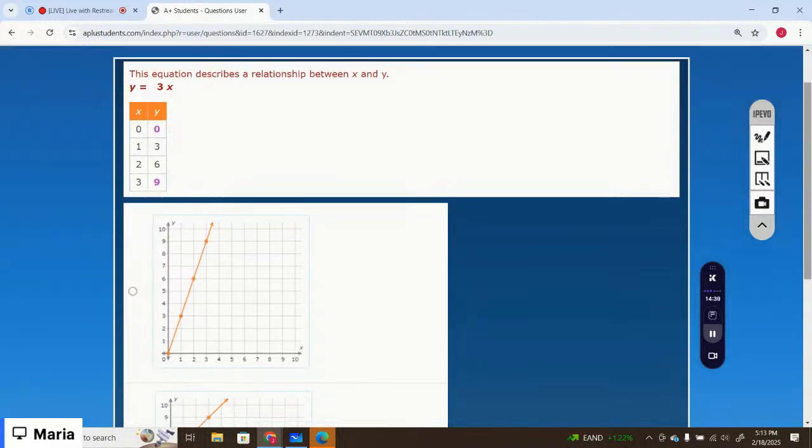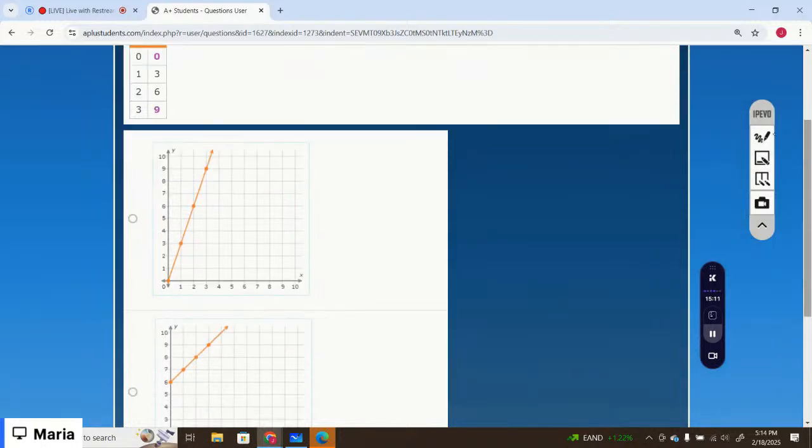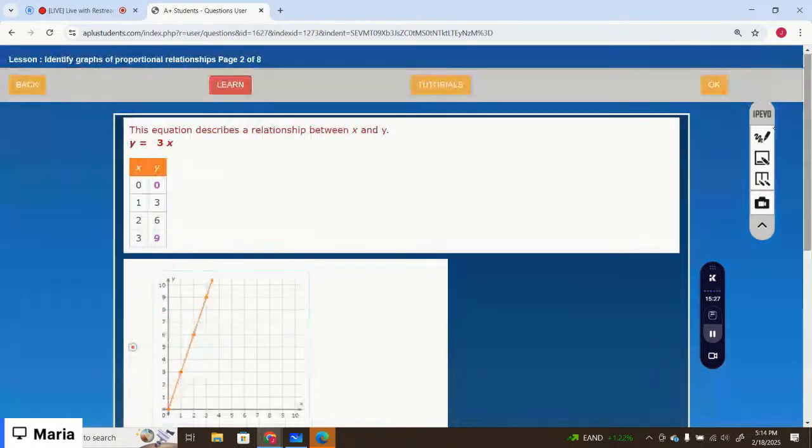This equation describes the relationship between x and y: y equals 3x. Option number 1 is the correct option.